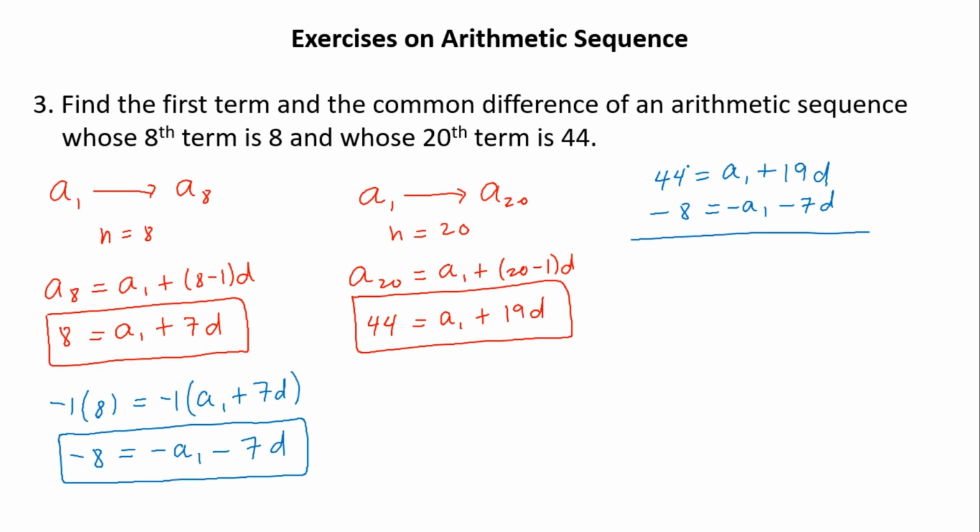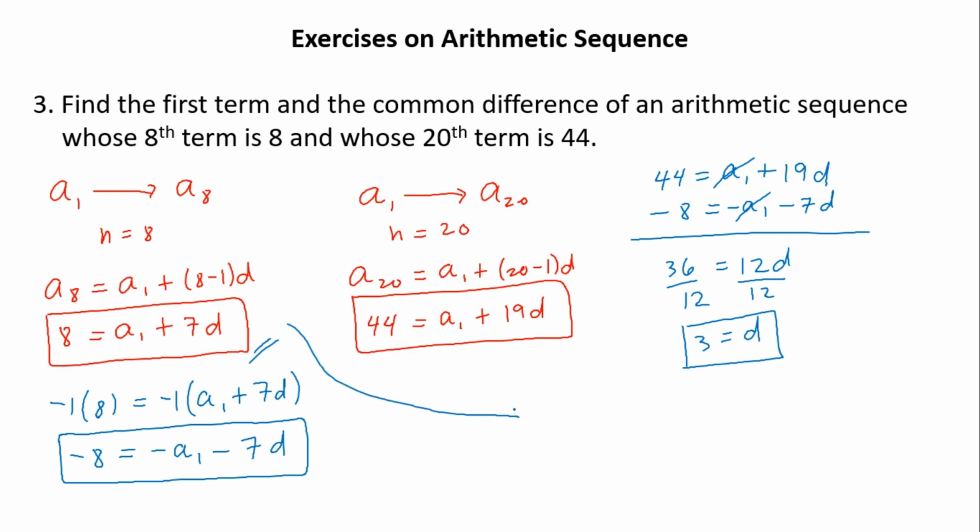Now adding, the left side is 36. The right hand side, of course, this one cancels. So we have 12d. And so if we divide both sides by 12, we get d equals 3. So the common difference is 3. Now to solve for a sub 1, we choose either the first or the second equation, but the first equation is obviously the easier one to handle because the numbers are smaller. Let's use that one. Let us sub in d equals 3.